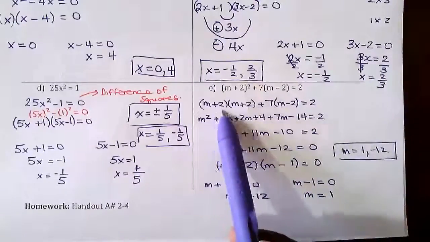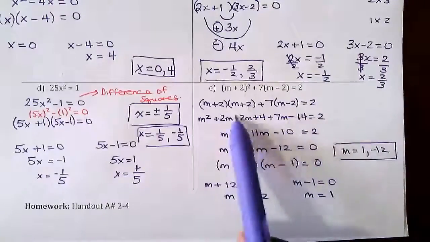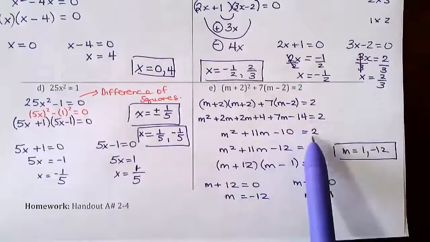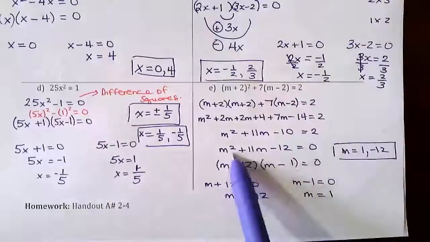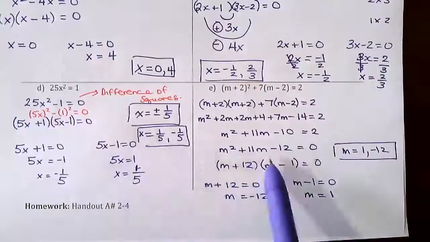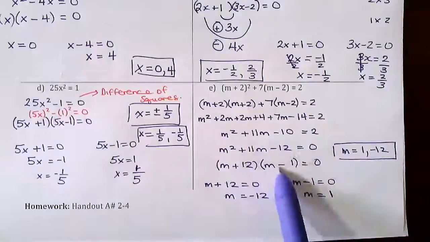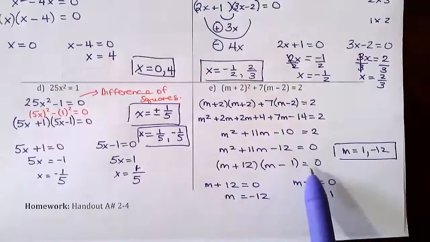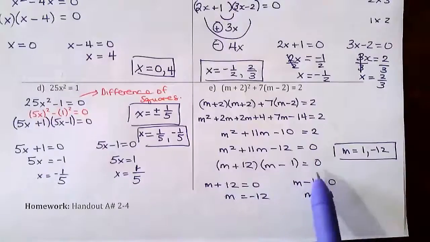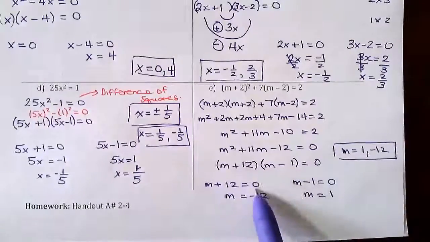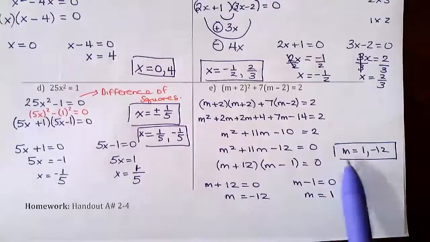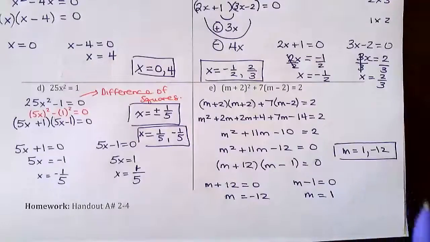Here, again, all you had to do was simplify. So do FOIL, multiply out the brackets, collect like terms. Then when you bring everything to one side, it's exactly like every other question. Look for a greatest common factor. There were none. Then do trinomial factoring. Set it equal to 0. Set each bracket to 0 and then solve. So m is equal to 1 and negative 12.